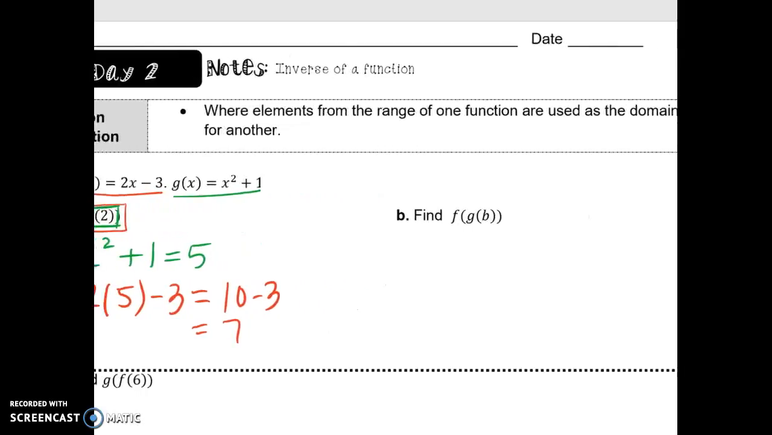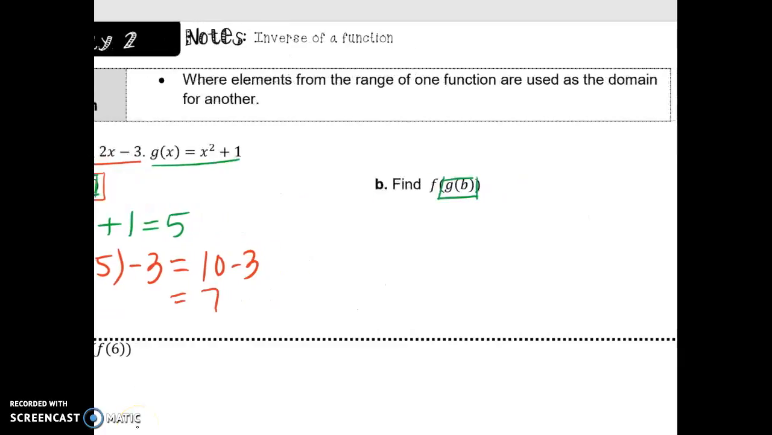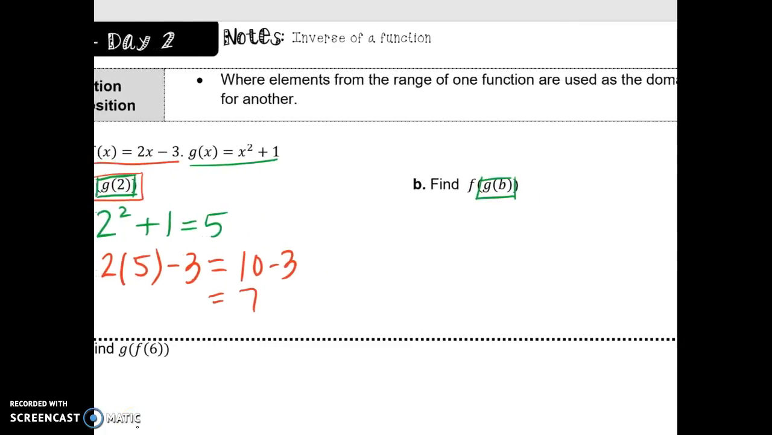Let's move to the next problem. So here we're starting with g of b. So in the function g, we're plugging in b for every x we see. This is g of b. Now we need to do f of g of b.